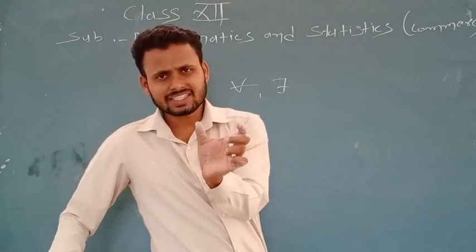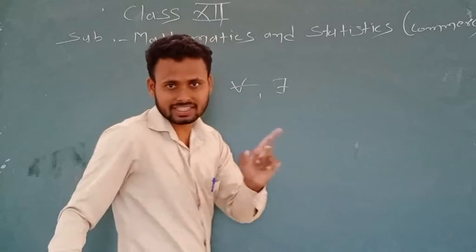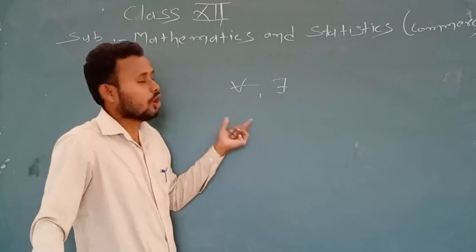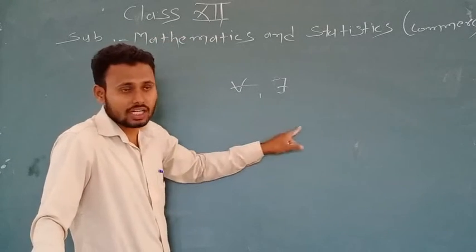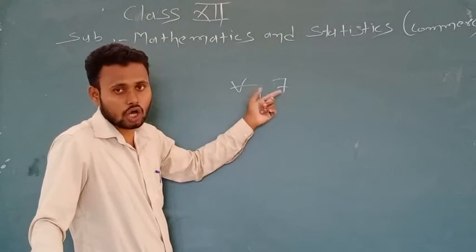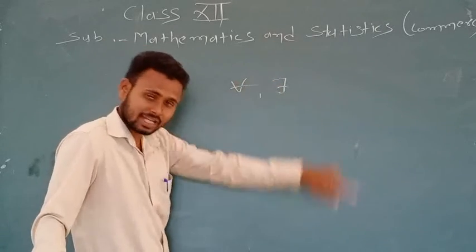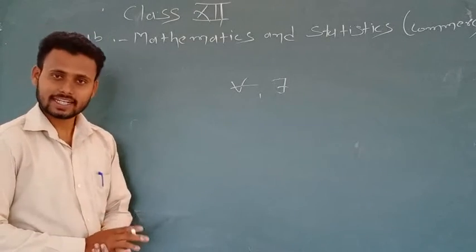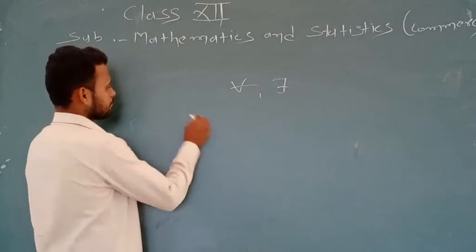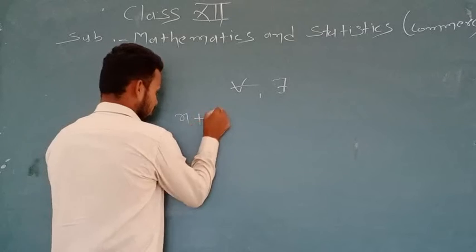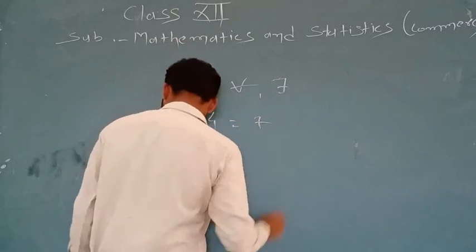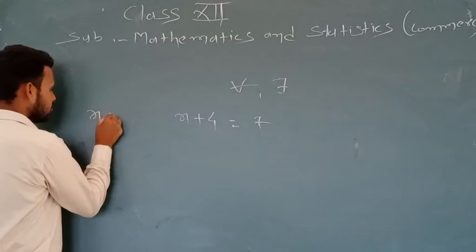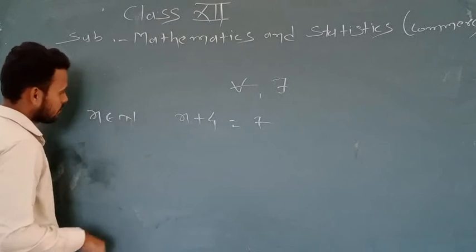We know that an open sentence is not a statement, but an open sentence with quantifiers for all and there exists becomes a statement, and that statement is called a quantified statement. For example, x plus 4 is equal to 7, here I take x belongs to the natural numbers.